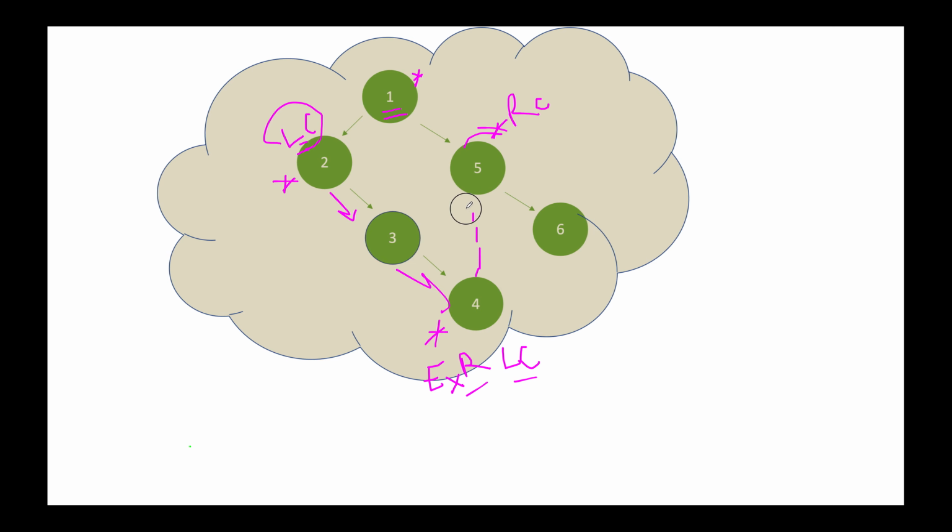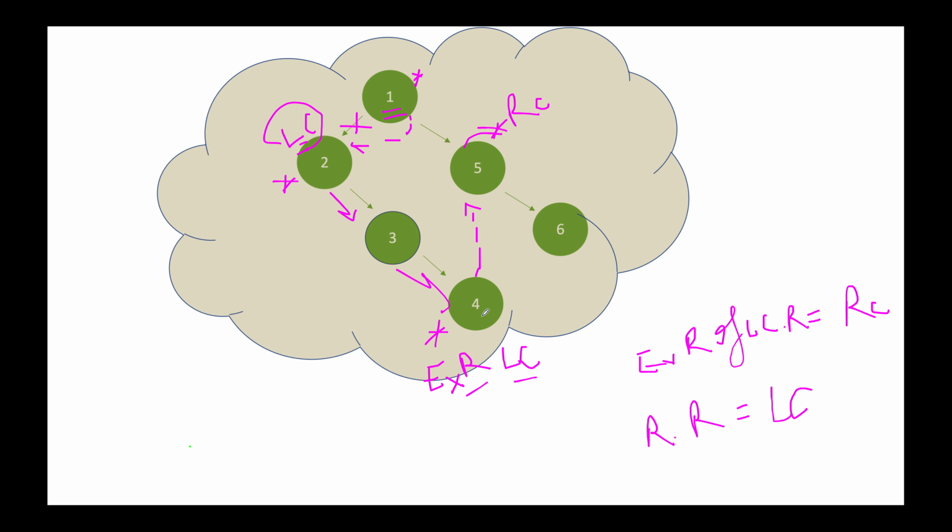So extreme right child of left child dot right points to the right child, and then we'll update the root's connection to point to the left child. So root dot right child points to the left child, and we'll delete this connection. So root dot left child equals null.